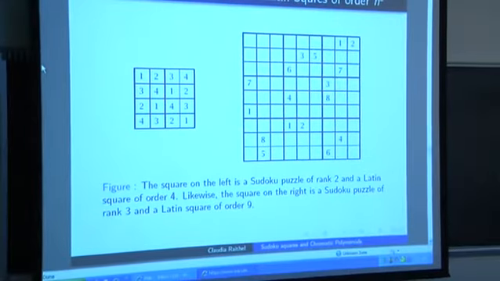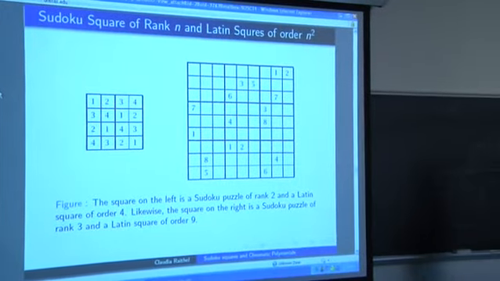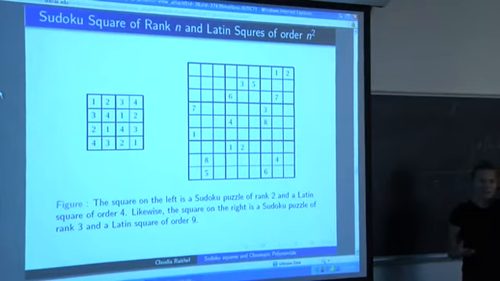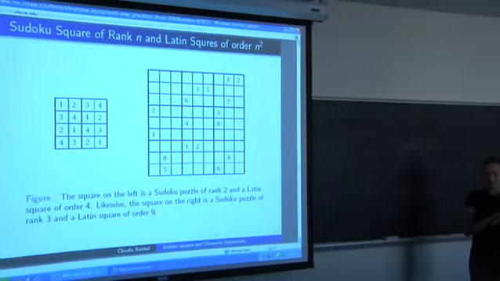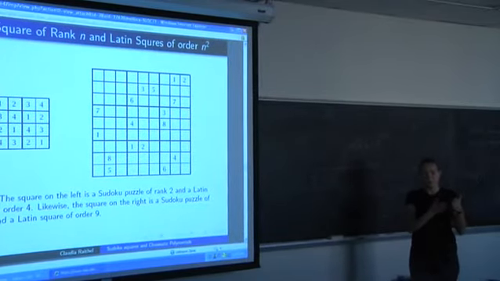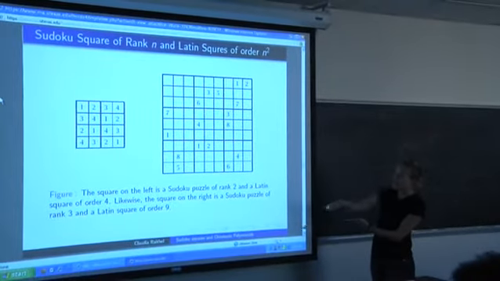So another interesting question that the author of the paper talked about: you have this notion of a Latin square, which came before Sudoku squares. A Latin square is just like a Sudoku square, except you don't have the subsquare condition. So instead of having 1 through 9 in every row, column, and subsquare, you just have 1 through 9 in every row and column. So on the left, and then we have this notion of rank and order.